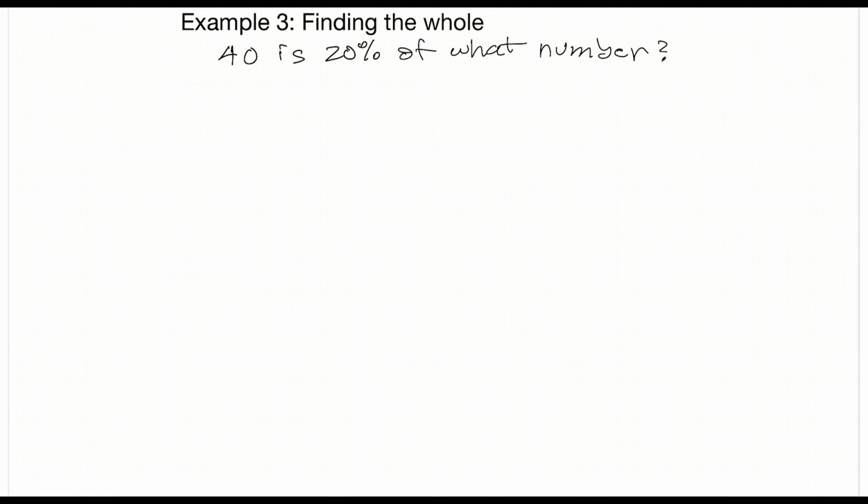In the third example, 40 is 20% of what number? So in this instance, we're looking for the whole, and we're given the percent and the part. So that's equal to the part divided by the percent. 40 is our part, that's given in the equation here. And we know the percent is 20, but remember we have to write that in decimal form, so that's divided by 100. So 20% is 0.2.